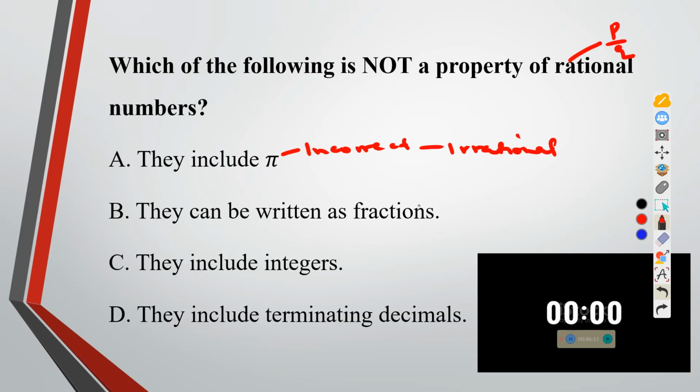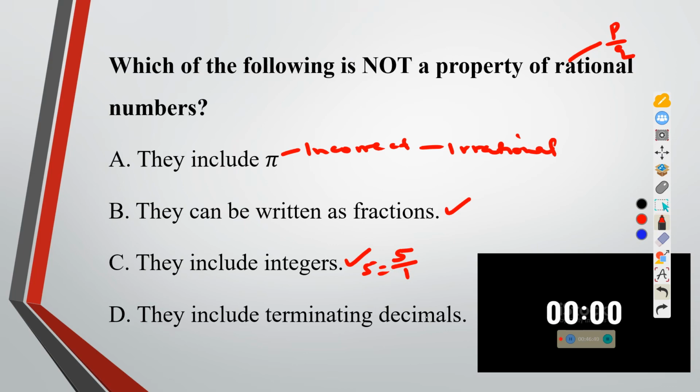And b, they can be written as a fraction. This is very correct because this is the defining property of rational numbers. They include integers. This is true because all the integers can be expressed as fractions. Because if you have a 5, 5 can be written as 5 over 1. So integers can be written as fractions.